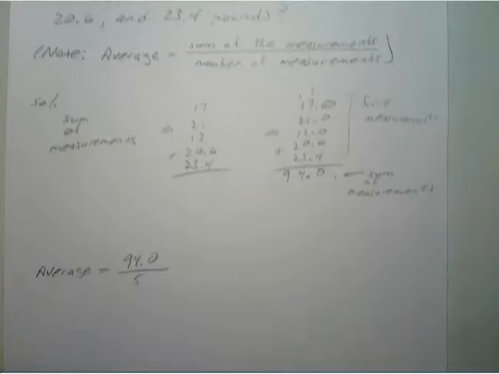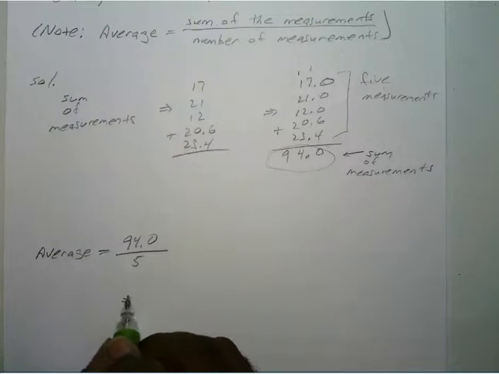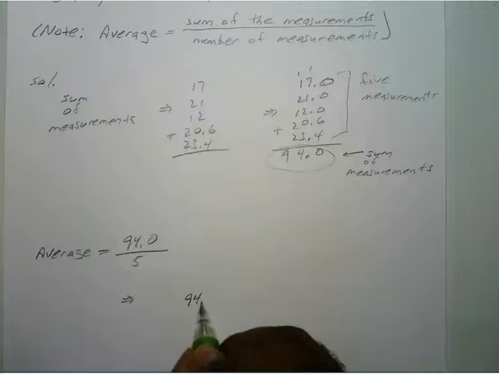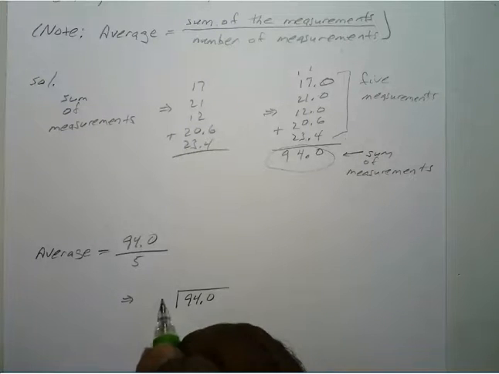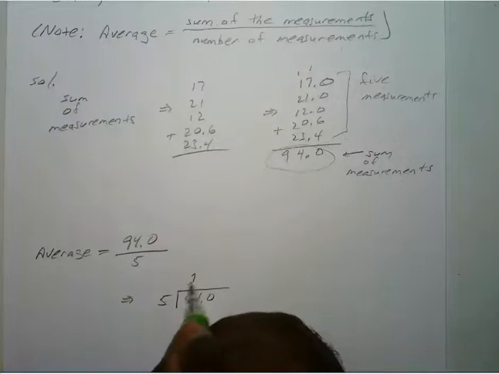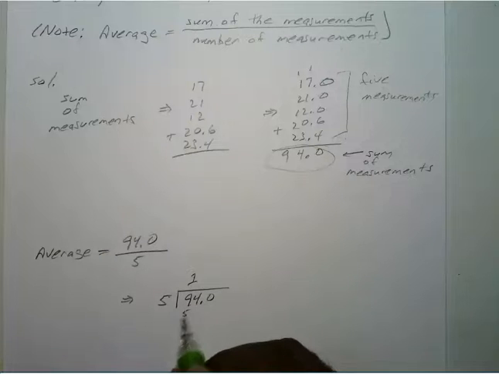Okay, so we go ahead and just rewrite that. So 94.0 divided by 5 is just 94.0 divided by 5. Okay, so 5 goes into 9 once. 5 times 1 is 5. Go ahead and subtract. 9 minus 5 is 4. And we bring down this 4.